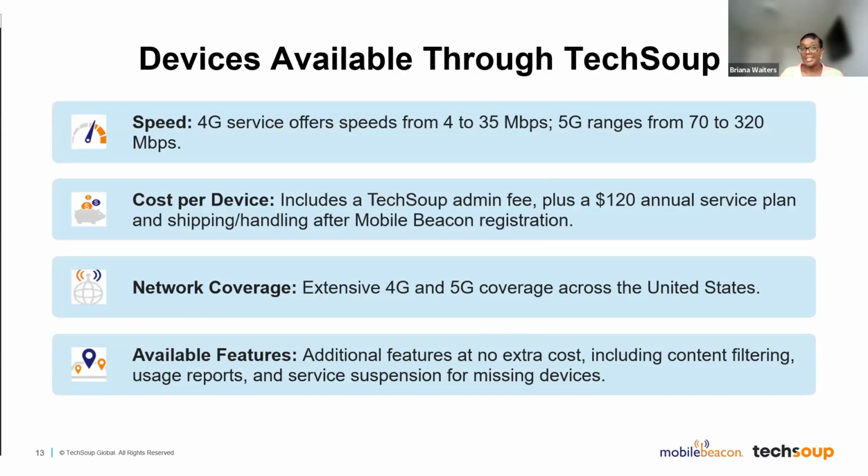To give some more insight into the program and some of the benefits, I'll talk about speeds. The 4G service speeds are from 4 to 35 Mbps, and the 5G service speeds range from 70 to 320 Mbps. For the device, as I spoke about recently, this includes the TechSoup admin fee. So you're not having to pay a separate cost for the device specifically.